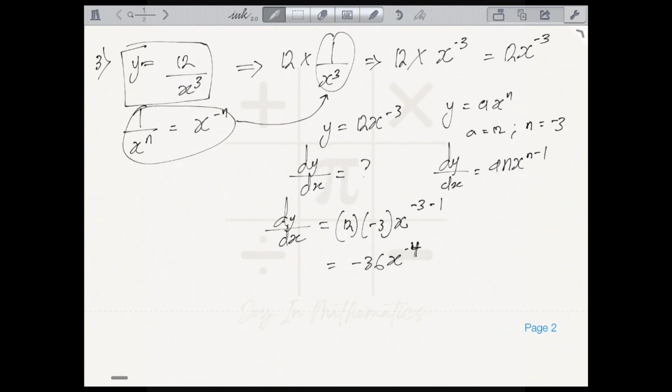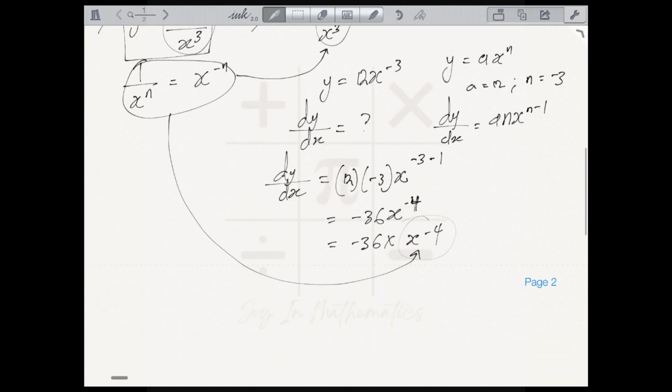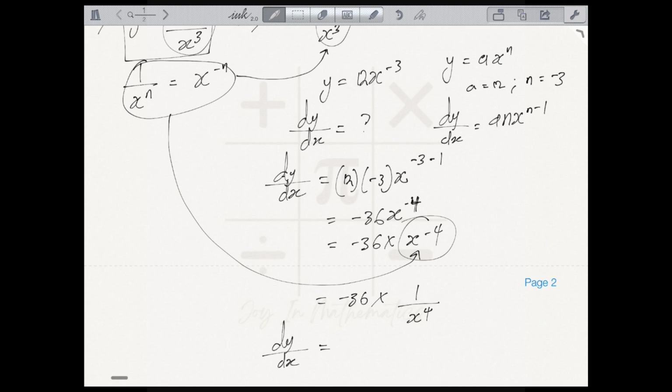Now you might want to rewrite it back in the format of 12 divided by x raised to power 3. Now we have this minus 36 multiplied by x raised to power minus 4. If you reverse this principle and apply it to x raised to power minus 4, this will give us minus 36 multiplied by 1 over x raised to power 4. And our dy/dx, in conclusion, will give us minus 36 divided by x raised to power 4.